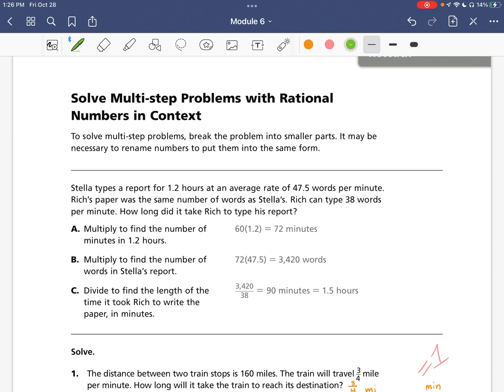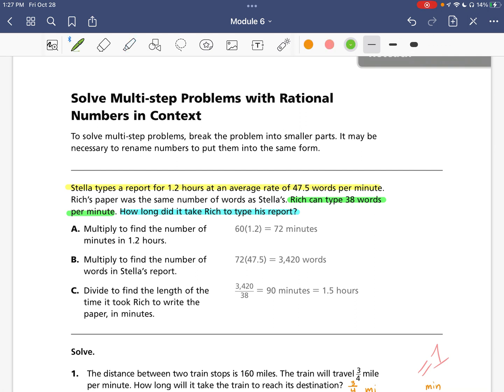So right off the bat, it's helpful to know whether it's going to take him longer or it's going to be faster for him. So let's start by highlighting what we know. Stella types a report at 47.5 words per minute, and it takes her 1.2 hours. And then we have Rich, who types at 38 words per minute, and the same amount of words. And then what we're trying to find is how long it took Rich to type his report. So that's the question we're trying to answer.